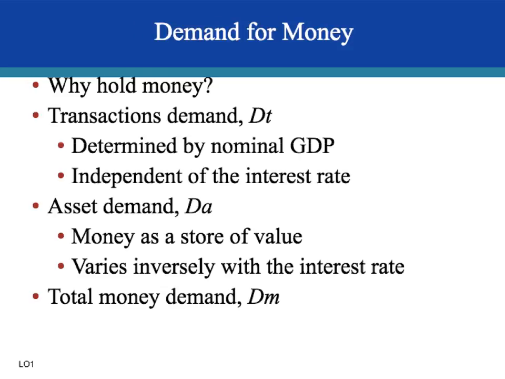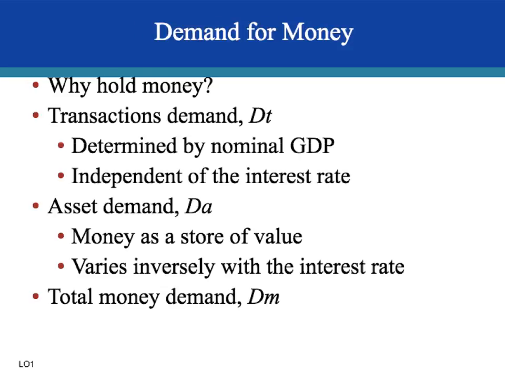And this is determined by nominal GDP. The higher nominal GDP is, the more money people have to hold as cash or checkable deposits, because their wealth tends to be higher, and also price levels are usually higher too, and when things are more expensive, people need to hold more money in liquid form in order to be able to buy the same amount of goods and services. So transactions demand is independent of the interest rate.